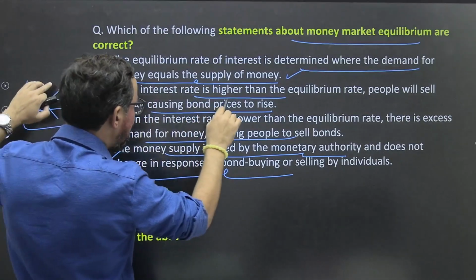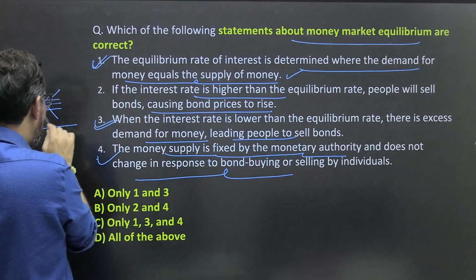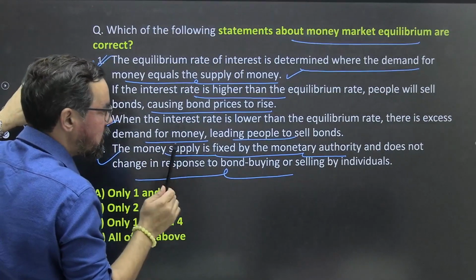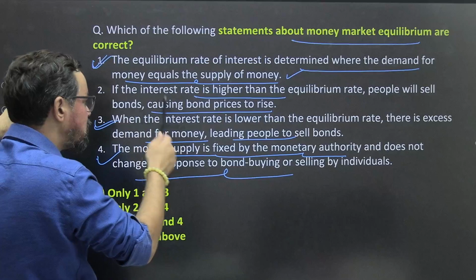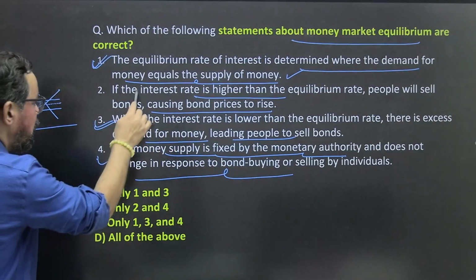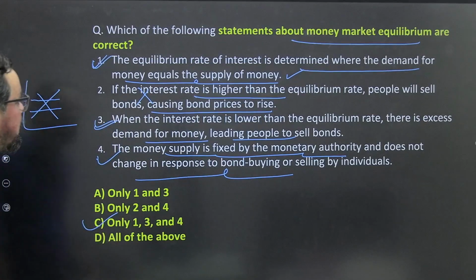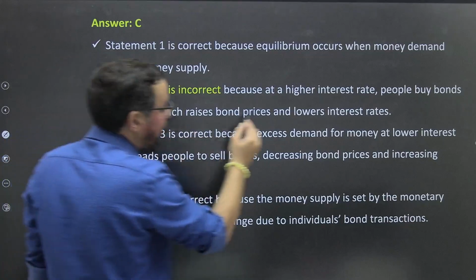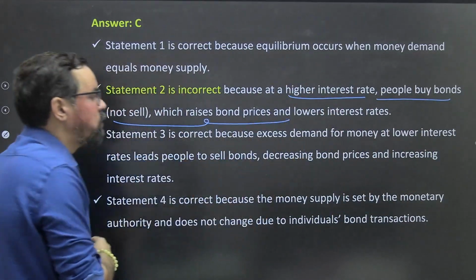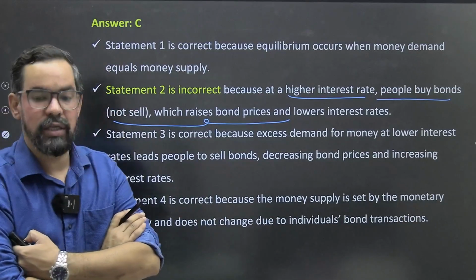If the interest rate is higher than the equilibrium, ठीक है, this is our आपका equilibrium point, and if the interest rate is above this one, ठीक है, so the point is people will buy bonds, causing bond prices to rise, not sell. ठीक है, so people will buy should be the right answer. ठीक है, so this is wrong, so that means 1, 3, 4. ठीक है, option C should be the right answer for this one. Yes, हाँ. Because of a higher interest rate, people buy bonds, ठीक है, not sell, which raises bond prices and lowers the interest rate in the market itself.